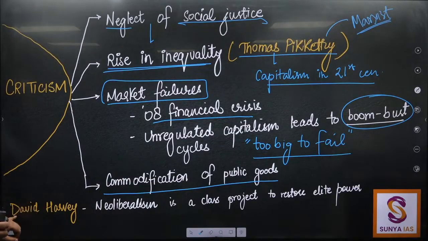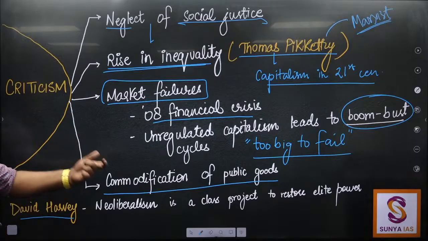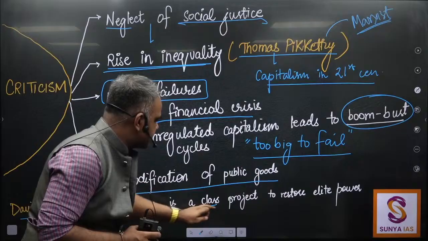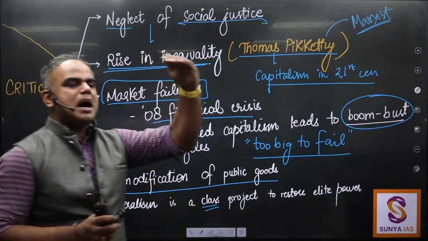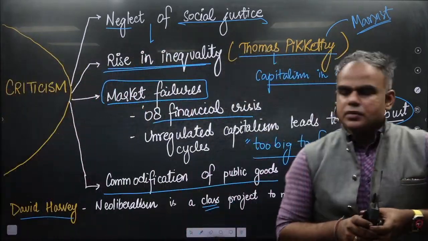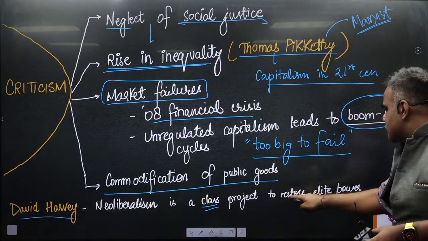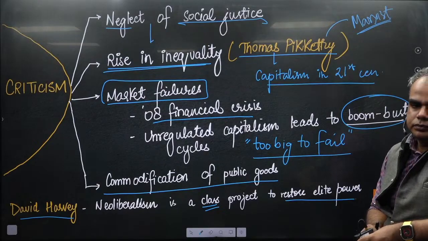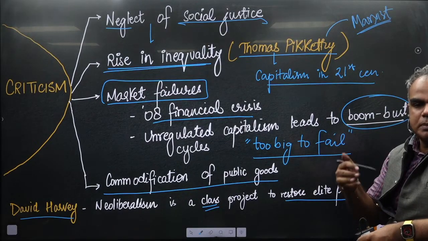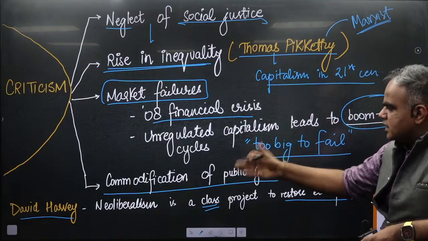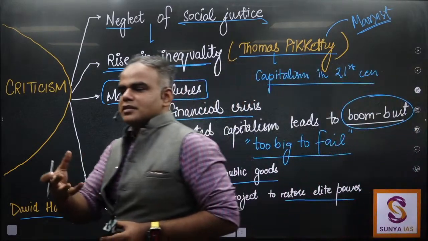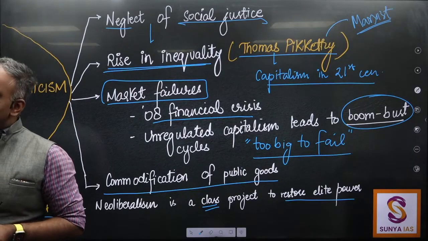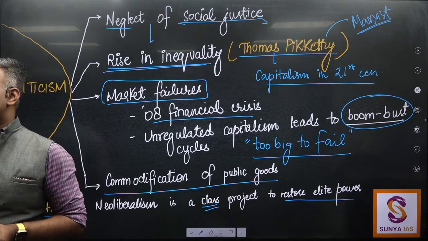Okay. David Harvey, again through a Marxist perspective, would say neoliberalism is a class project to restore elite power. In Marxist analysis, you already know the power is there with the elites. So he'll say the reason they are saying that the state should go back is that ultimately they still want to restore power. Why? Because MNCs, big companies, they call the shots.